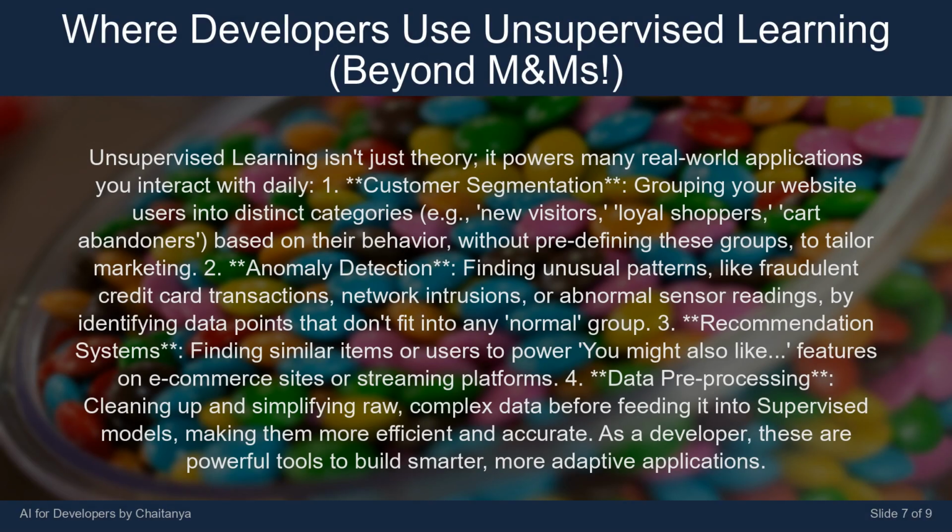Unsupervised learning isn't just theory. It powers many real-world applications you interact with daily. 1. Customer segmentation, grouping your website users into distinct categories, e.g., new visitors, loyal shoppers, cart abandoners, based on their behavior, without predefining these groups, to tailor marketing. 2. Anomaly detection, finding unusual patterns, like fraudulent credit card transactions, network intrusions, or abnormal sensor readings, by identifying data points that don't fit into any normal group.